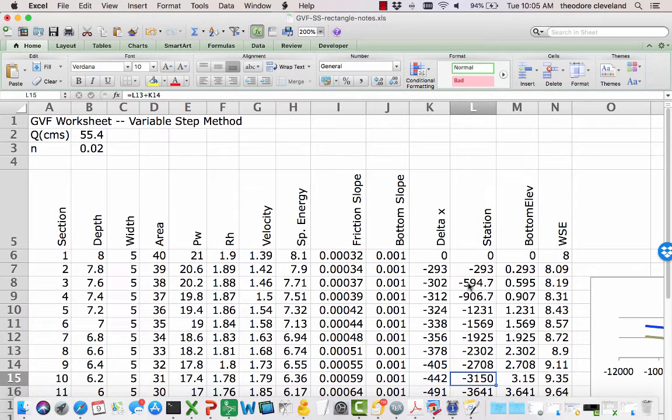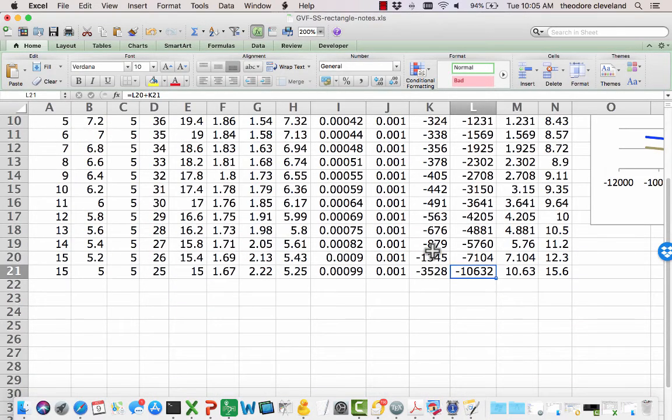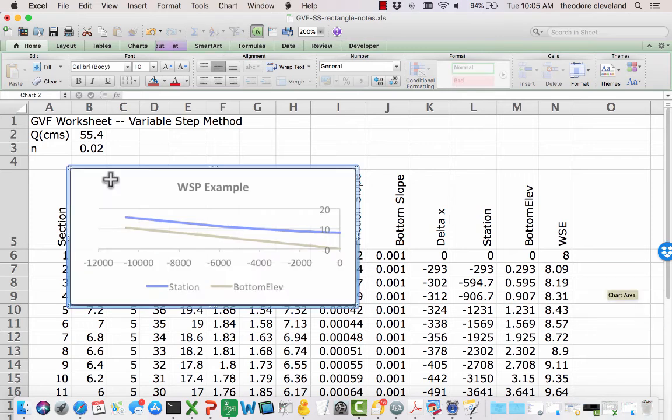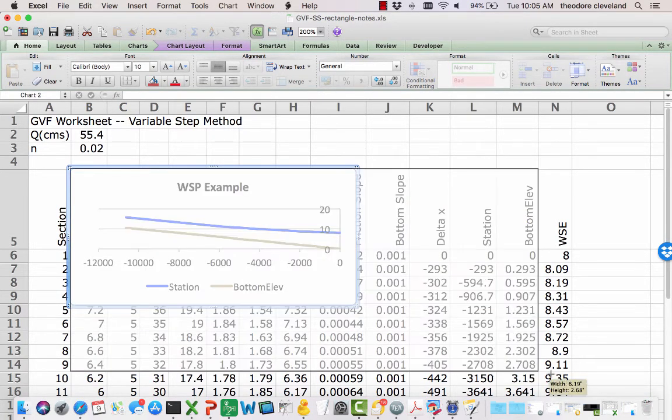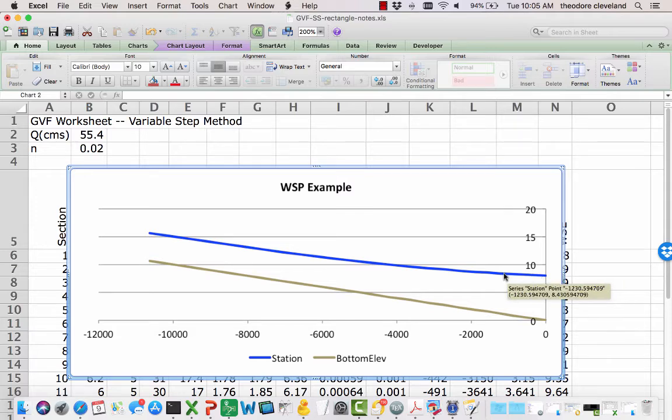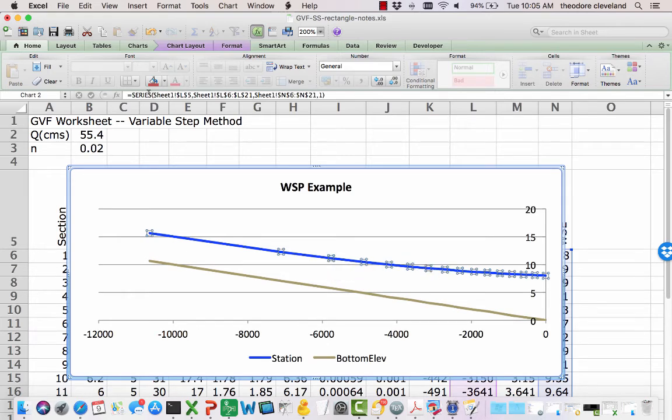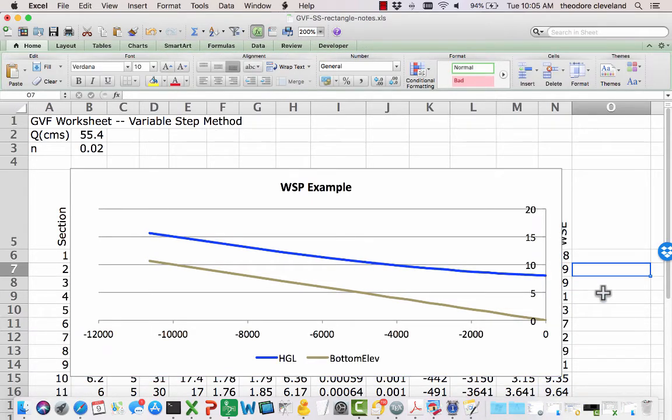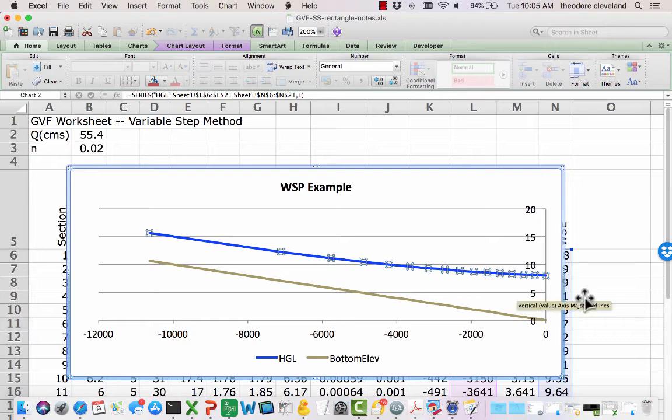So as we scroll down, we can see the various calculations that are made, and then make it interesting. The whole point of this is to be able to plot it. And so that blue line is the water surface elevation, hydraulic grade line, and the brown line is the bottom elevation. Let's go ahead and fix this, let's call it hydraulic grade line. There. Actually, you'll notice in the graphic that the spacing is changing as we proceed with the calculations.